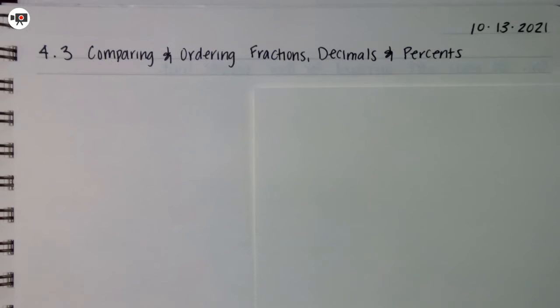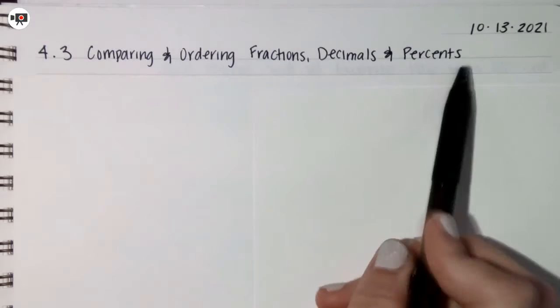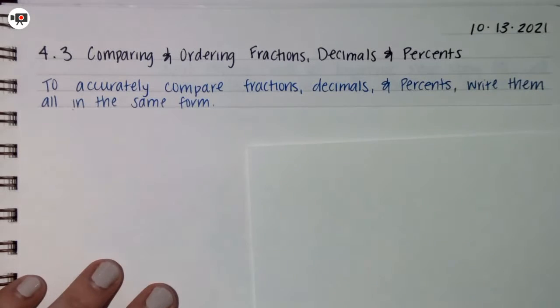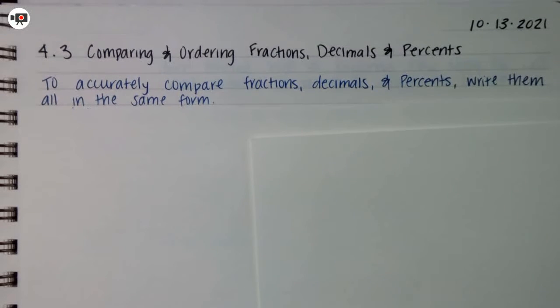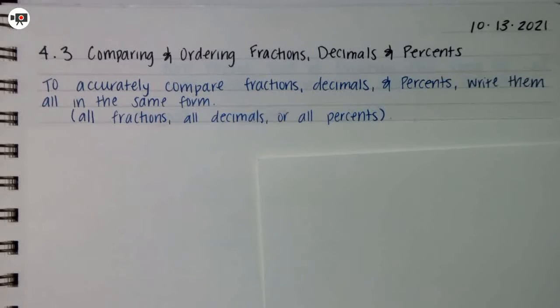Today we are comparing and ordering fractions, decimals, and percents. To accurately compare fractions, decimals, and percents, we have to write them all in the same form. If I'm trying to compare a fraction to a percent, that gets pretty confusing if you don't know how to do that in your head. You don't know all the equivalent forms. So, we are going to write them all as fractions, all as decimals, or all as percents.